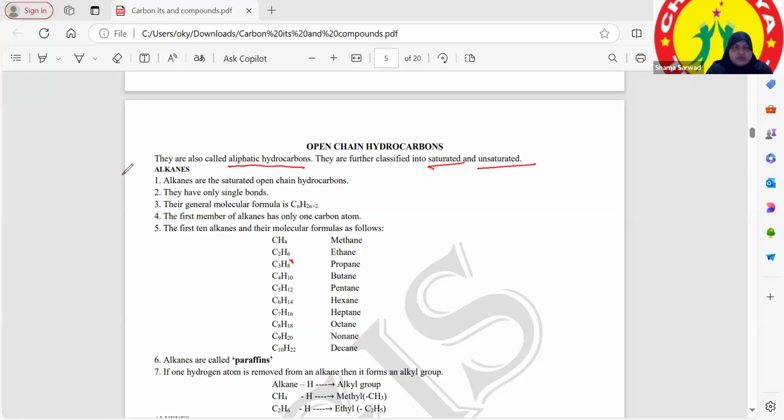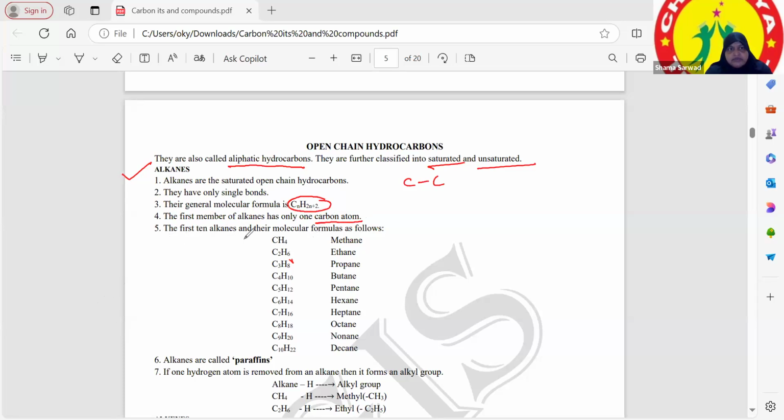So among that, the first one is the saturated, that is alkane. Alkanes are the saturated open chain hydrocarbons. Saturated means it consists only carbon-carbon single bonds. Their general molecular formula is CnH2n+2, which I already told you. And the first member of alkane has only one carbon atom.